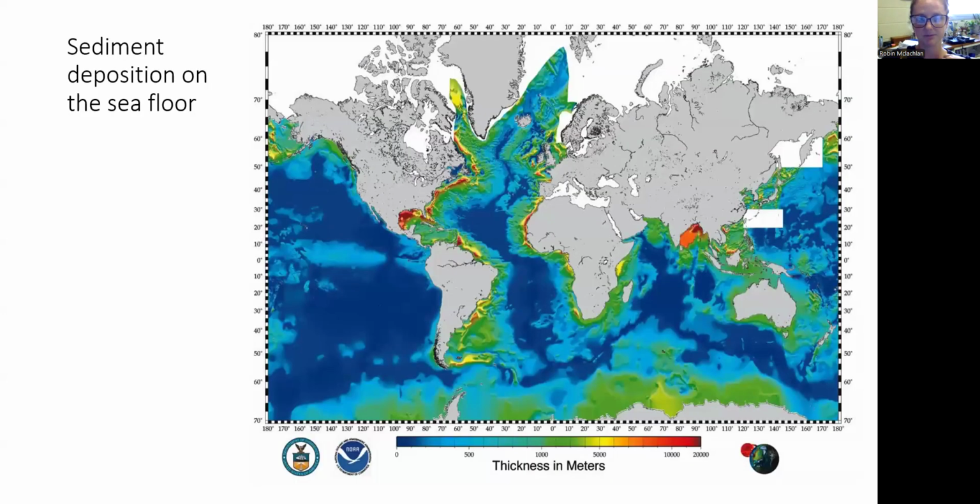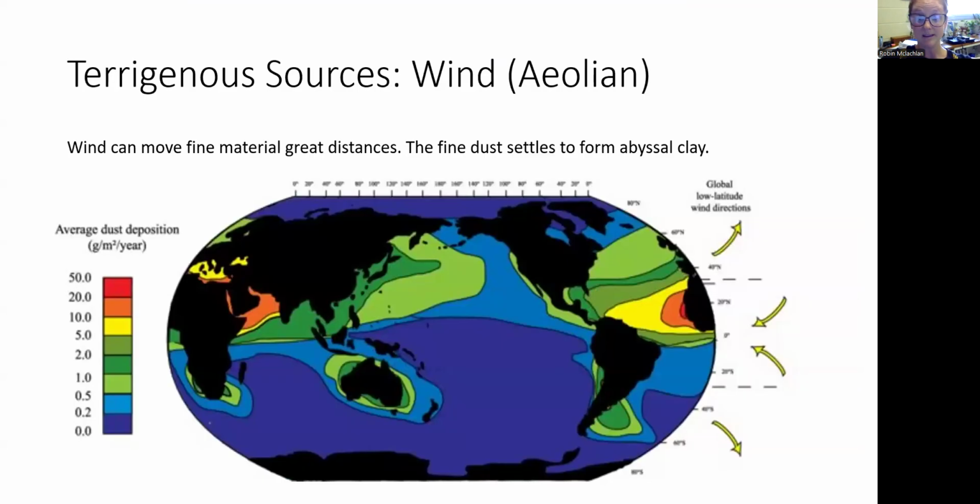Coming back to our sediment deposition on the seafloor, we get a lot of sediment around Antarctica and in the Arctic Ocean, right? And not all of that, but the vast majority of that is coming from glaciers. So we can get terrigenous sediment from rivers and from glaciers. We can also get it from just wind, which we call aeolian sediment deposition.